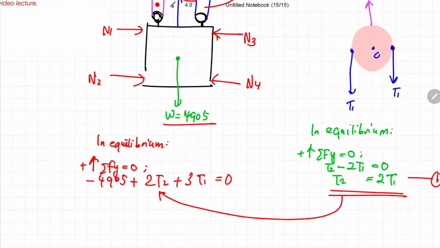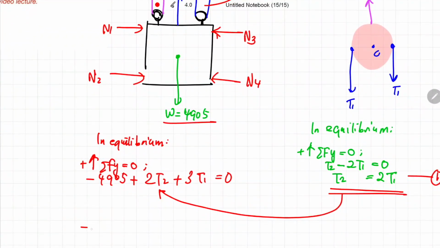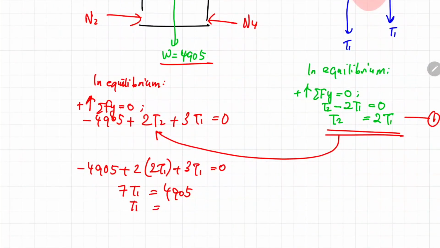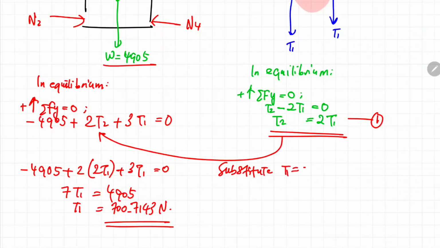So this equation is being simplified to only have one variable or one unknown, T1 only. Okay, so negative 4905 plus 2 multiplied with 2T1 plus 3T1. So you see, there is only one unknown variable which is T1. So you can easily solve for this particular equation, and you will get the magnitude of T1 to be 700.7143 Newton.